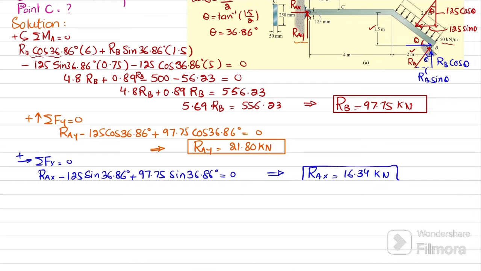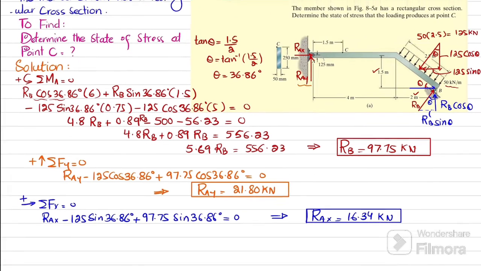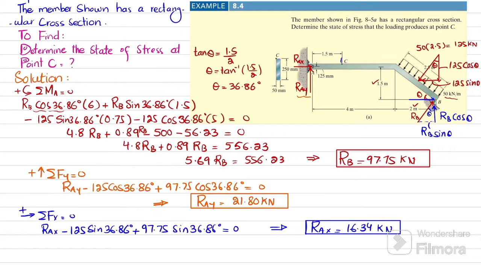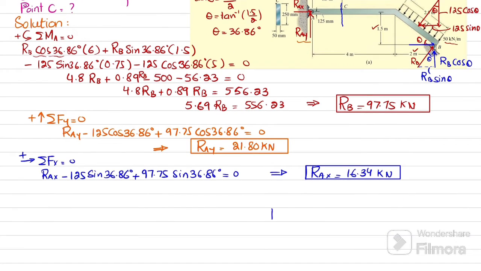Now you have all the reaction forces. Since we are interested to find out the state of stress at point C, you will cut the beam at point C and draw the free body diagram. When you cut it at point C and draw the free body diagram, this is your point A, where you have RAX, that is 16.34 kilonewton, and you have RAY, that is 21.80 kilonewton. This is point C. The distance from A to C is given as 1.5 meter. You can see over here, clear.